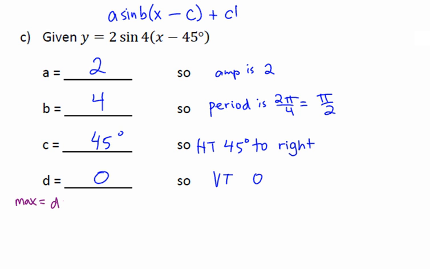2d plus a is 2. What's my min? D minus a. D is 0. Take away 2 is negative 2. So your range would be negative 2 to 2. Okay?